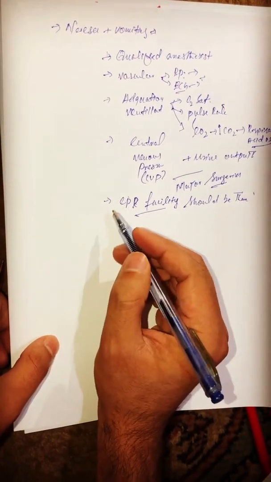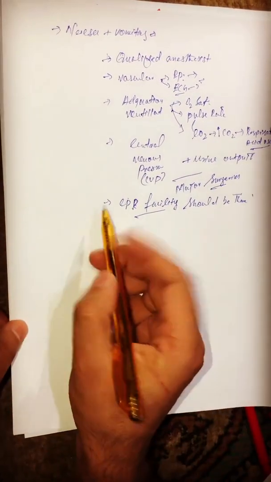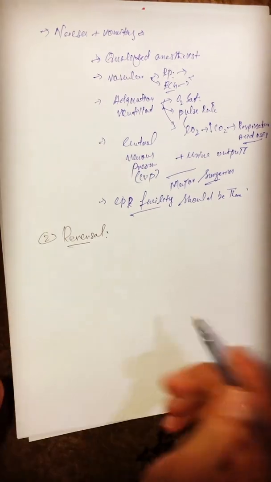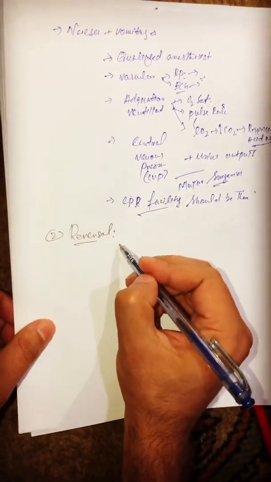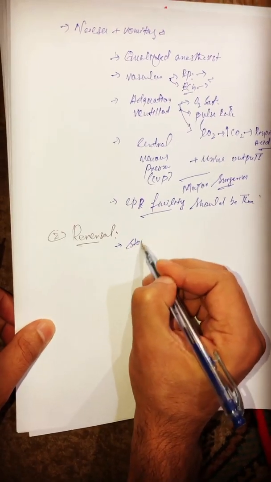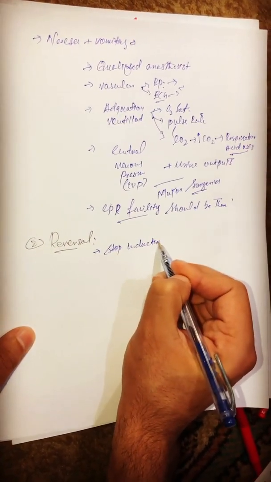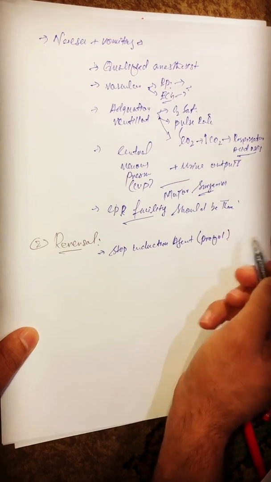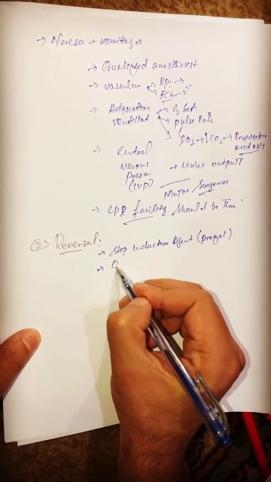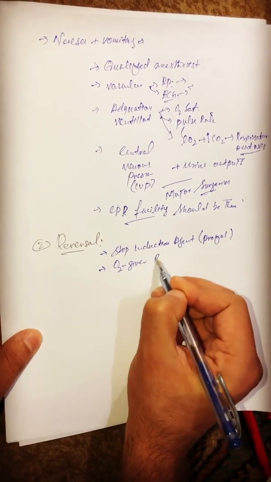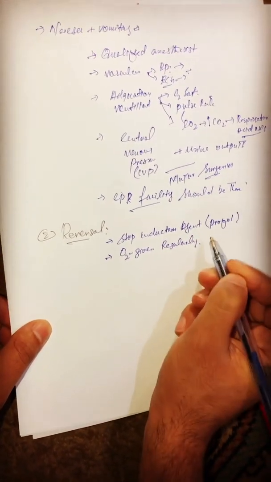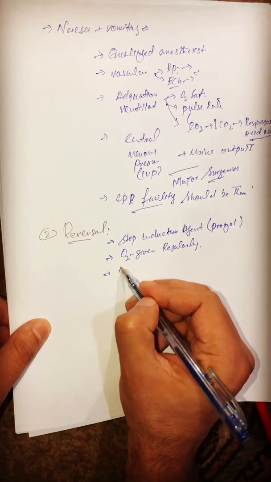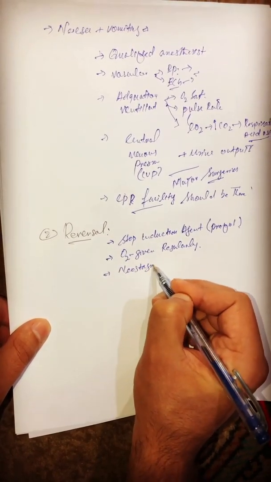The third phase in general anesthesia is the reversal phase, or recovery phase. What will we have to do? The first step is to stop the induction agent, which is propofol, because this is the stage of recovery. But always remember, oxygen should be given regularly in the reversal phase. The third one is we give an acetylcholinesterase inhibitor, which is neostigmine.